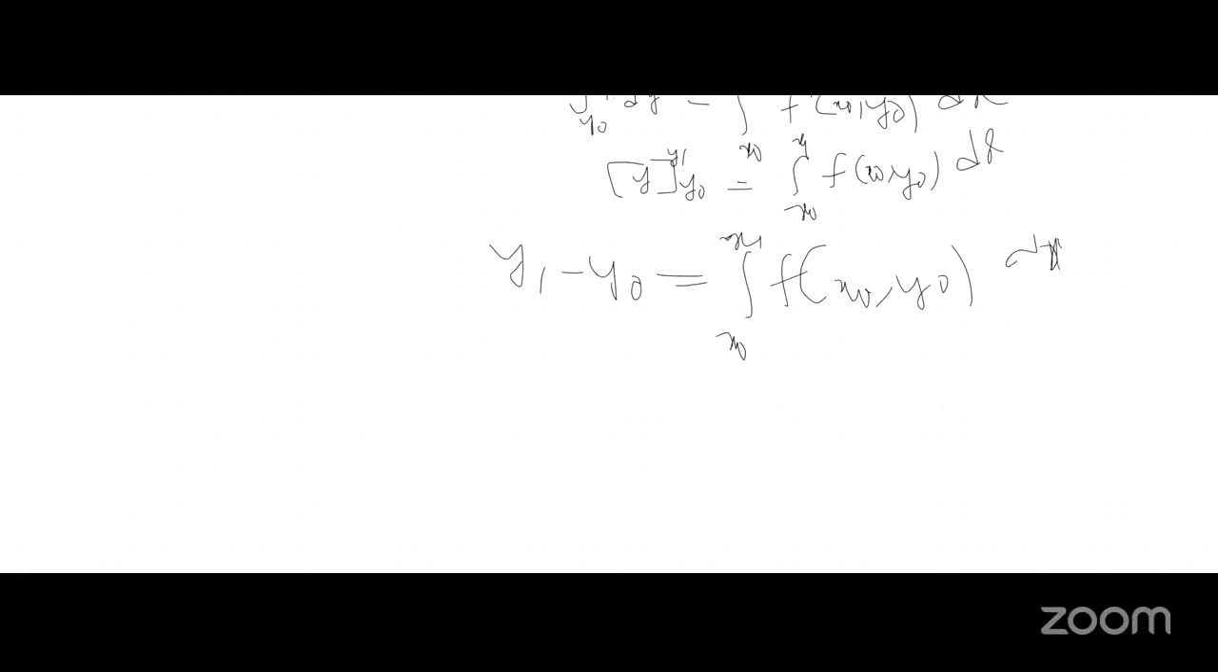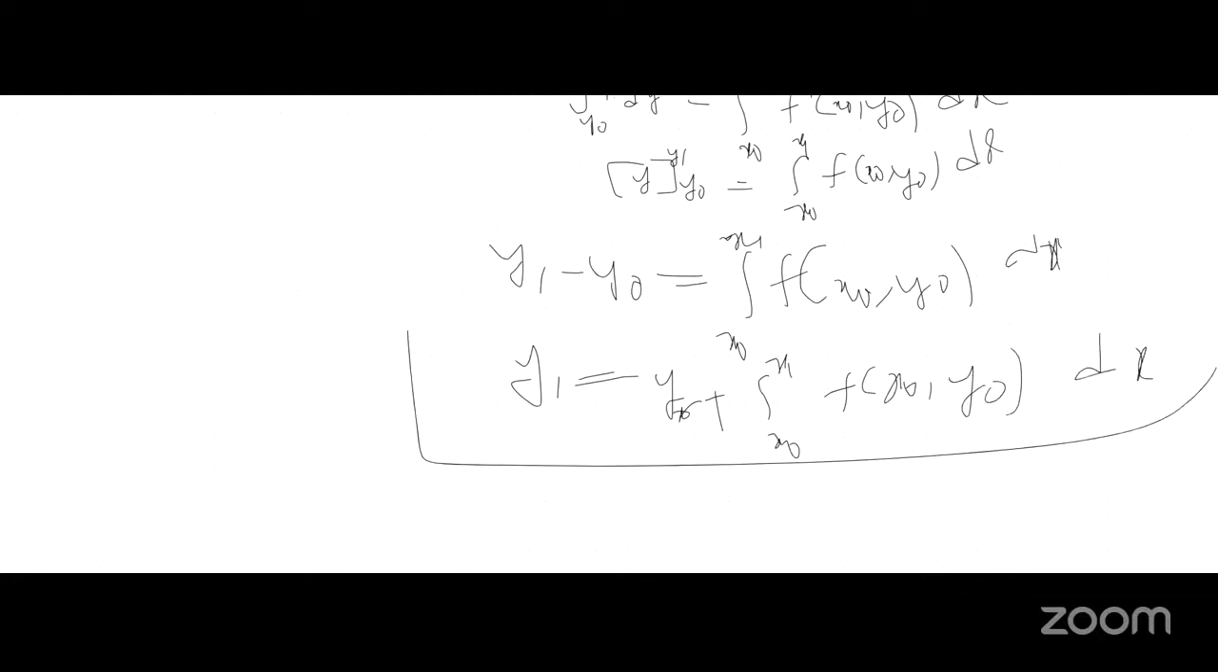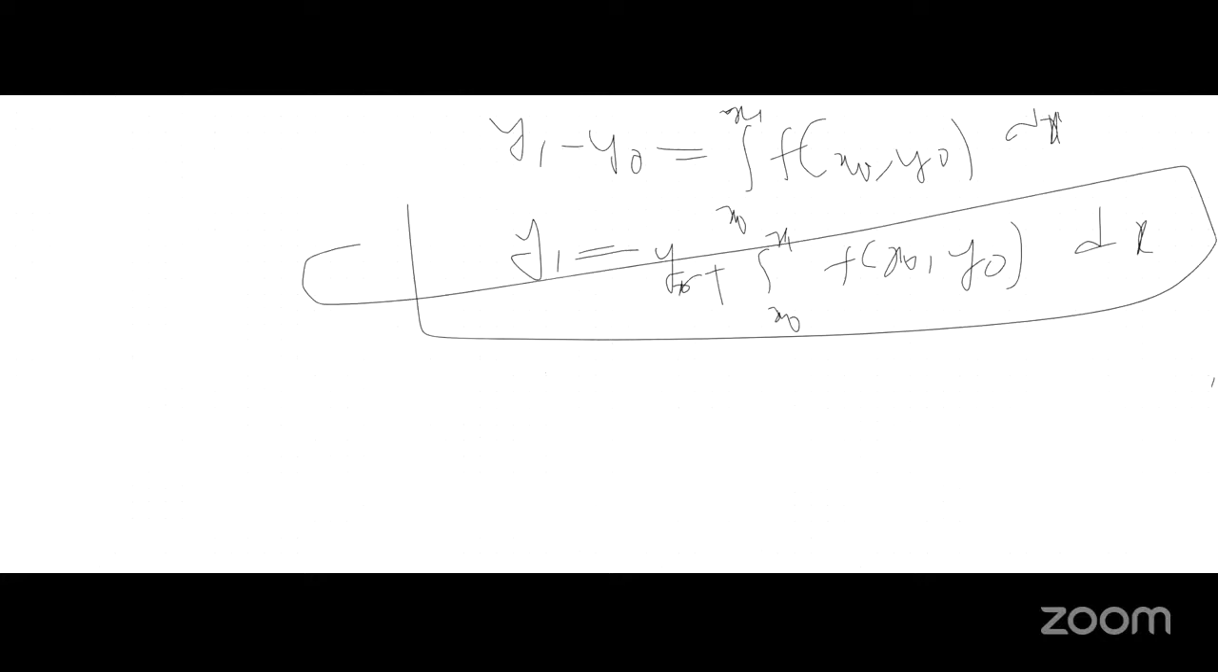So y1 equal to y naught plus the integral from x naught to x1 of f of x naught, y naught into dx. So this is Euler's formula. Now similarly we can get the y2.